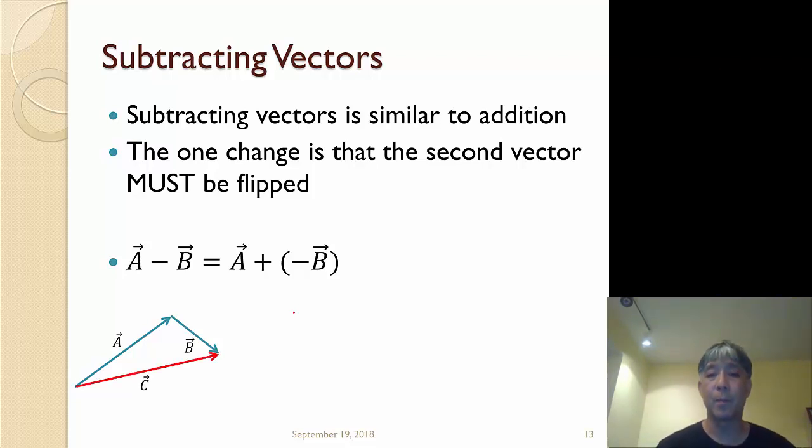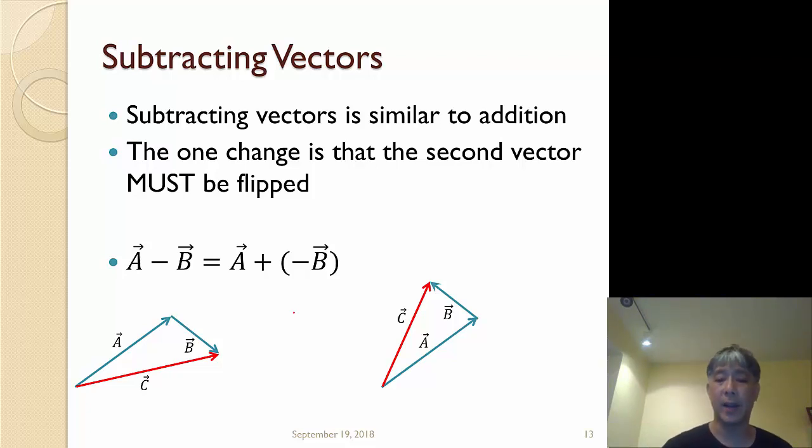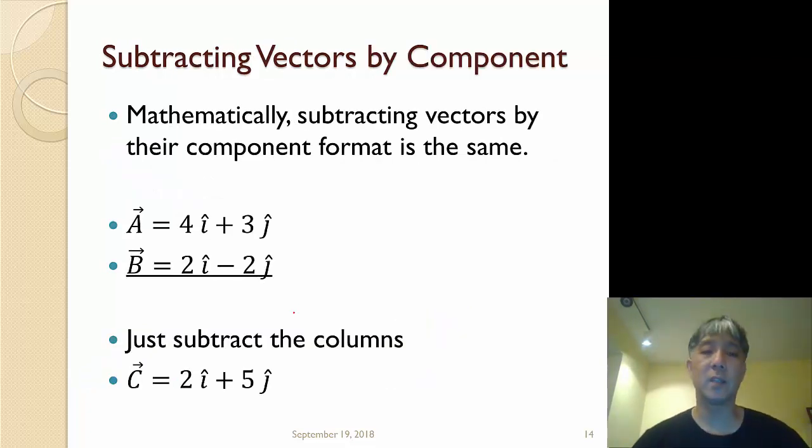So if I flip it, I get a new one that goes in the opposite direction, and then my resultant is still from where I start to where I finish. Component-wise, it's the same as we do algebraically. It's the top minus the bottom. So 4 minus 2 gives me the resultant of 2i hat. 3 minus minus 2 becomes the same as 3 plus 2, or 5j hat. So subtracting vectors by component is the same thing we would do mathematically.